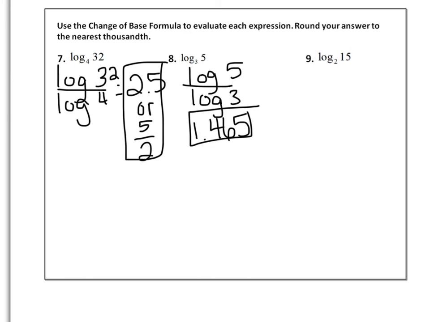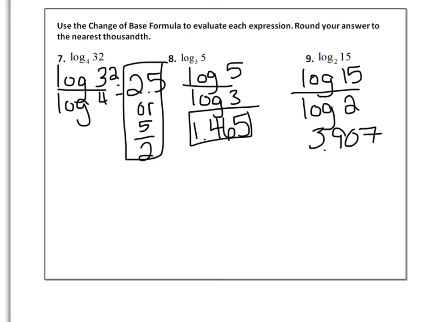And the last one should have been log 15 divided by log 2. Again, you should have rounded and gotten 3.907. If you missed any of these, check with someone that did get them correct and have them explain what they did in order to get their answers.